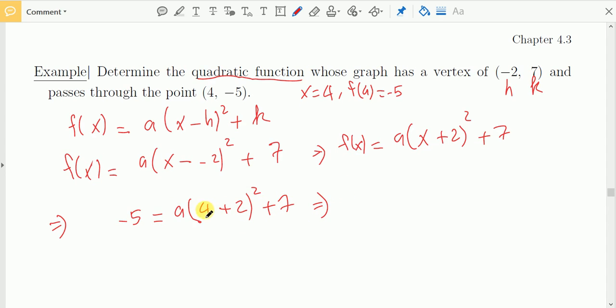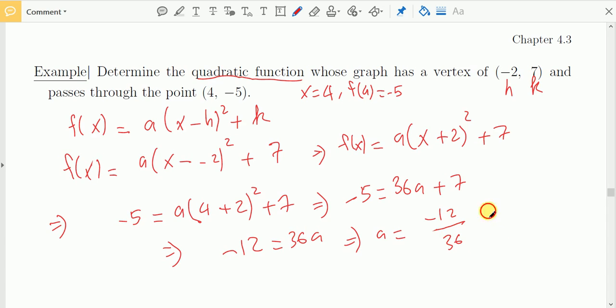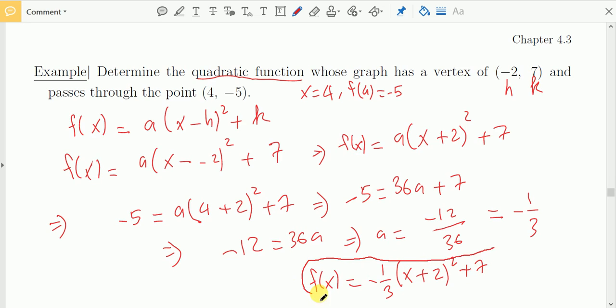And this is 6 squared, which is 36. Alright, 36a plus 7. And then I can solve for a easily. So I move 7 over, so minus 12 equals 36a. And then a is minus 12 over 36, or you reduce this to minus 1/3. Okay. So once you get a, you just plug back in here. F of x, a is now minus 1/3, and then (x plus 2) squared plus 7. And this is your final answer.